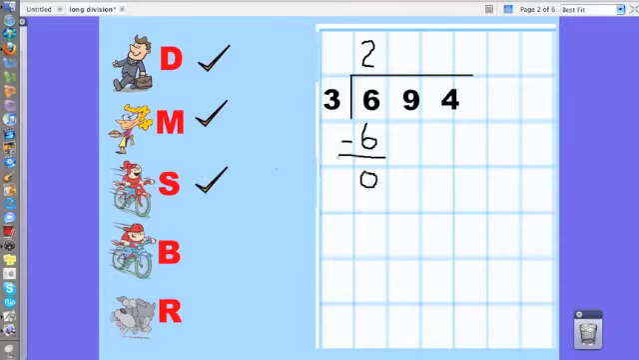The B tells us we need to bring down. Our next number in the dividend is the 9. Now we need to repeat the process.